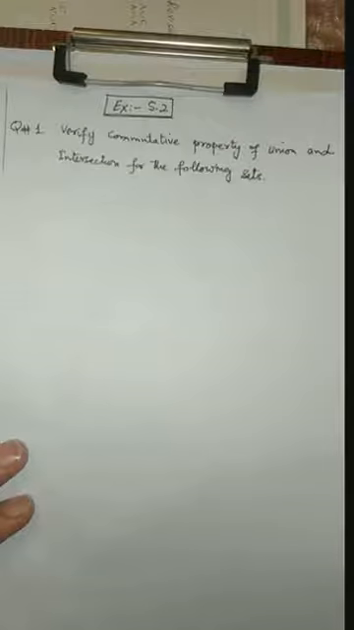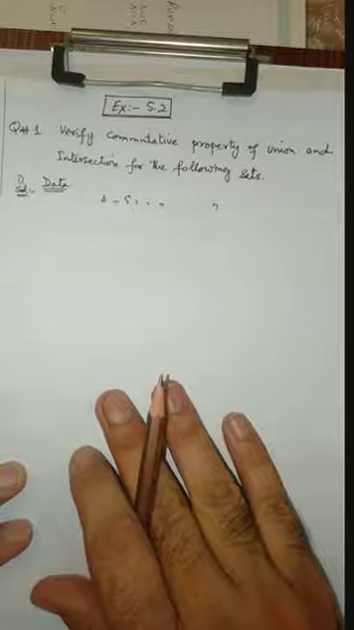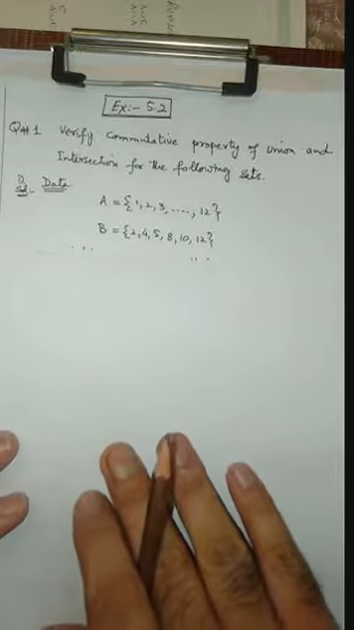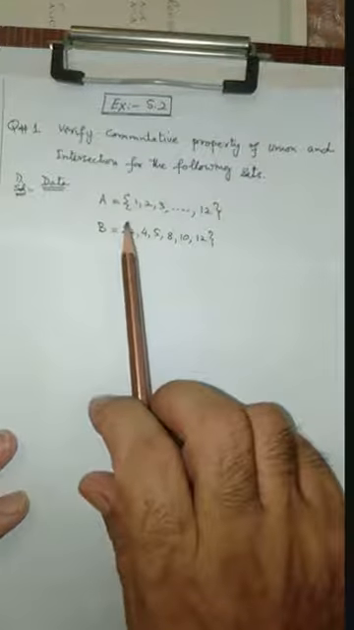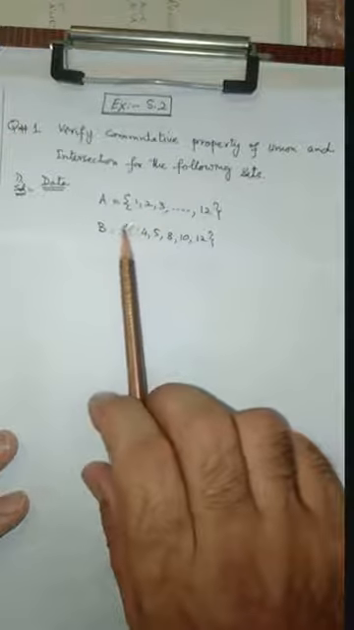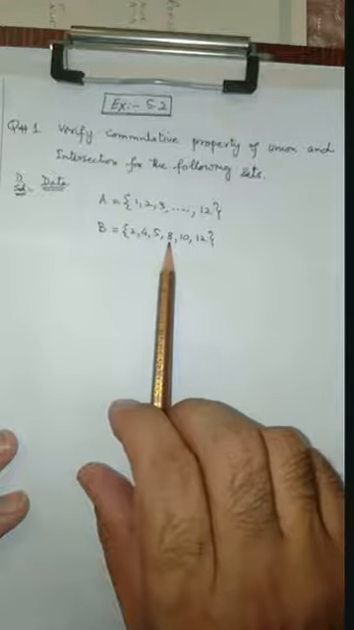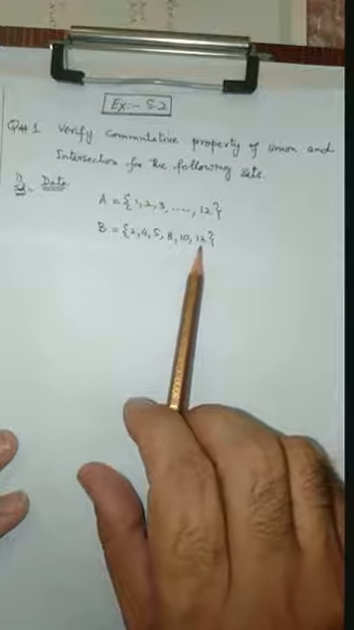Now moving to exercise 5.2, question number 1. Verify the commutative property of union and intersection for the following sets. Part number one, solution. First of all, the data. Suppose set A is given, which is equal to 1, 2, 3 up to 12, and set B is given, which is 2, 4, 5, 8, 10 and 12.